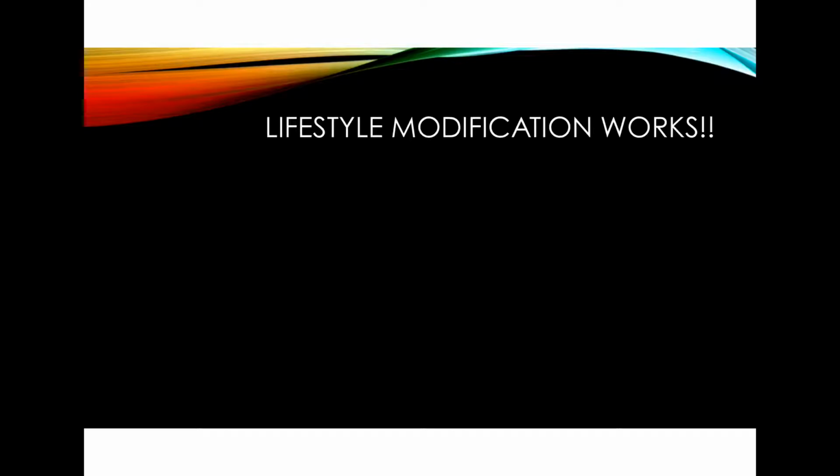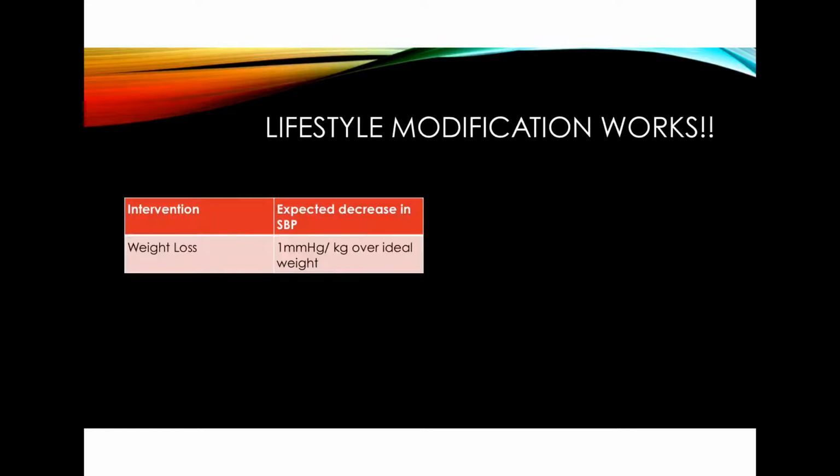Now, lifestyle modification is recommended as first line for all stages of hypertension, and this is because it really works. So just by losing 1 kilogram over the patient's ideal body weight, they can drop their systolic blood pressure by 1 millimeter of mercury. By implementing a DASH diet rather than an unhealthy diet, they can again lower their systolic blood pressure by another 5 to 10 millimeters of mercury.